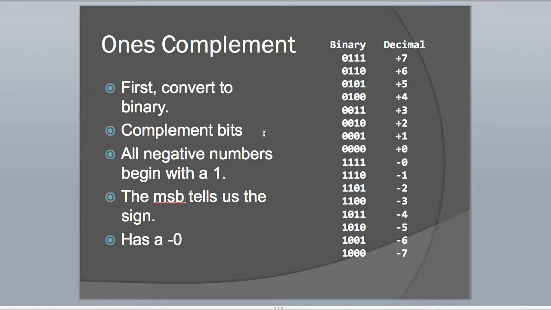For example, plus 7 is represented as 0111 in binary. But negative 7, if we complement the bits, becomes 1000, and it shows up as negative 7 in binary. Kind of makes sense? Well, one of the challenges we have here is that now we have two numbers that represent 0. We have 0000 and 1111. Both represent 0. This is the positive 0, and this is the negative 0.